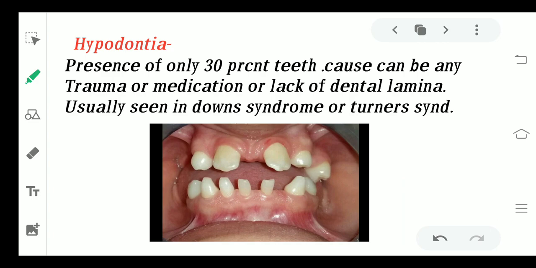Hypodontia is a condition in which there are only 30% of the tooth structures in the mouth. It can be because of any kind of trauma, it can be because of any kind of medication, or maybe there is lack of dental lamina that can lead to this condition.